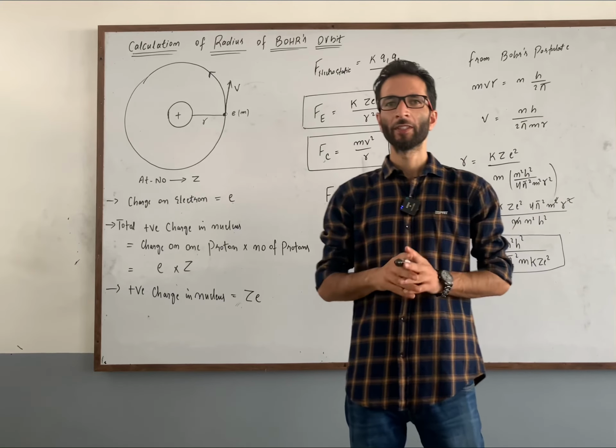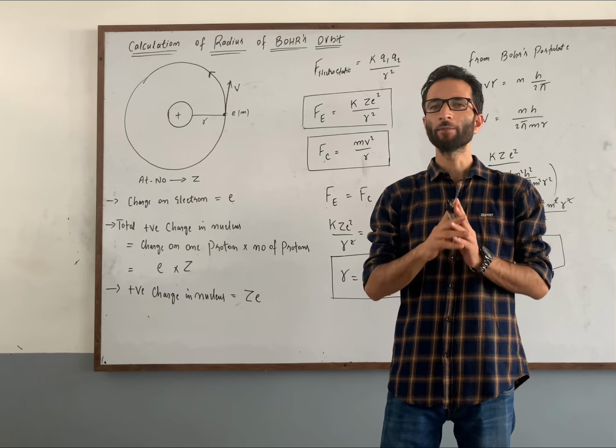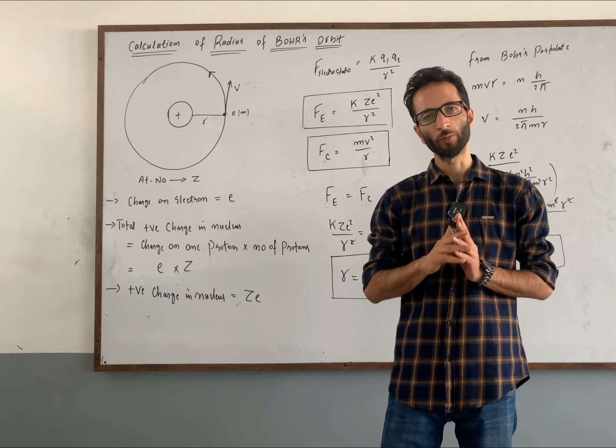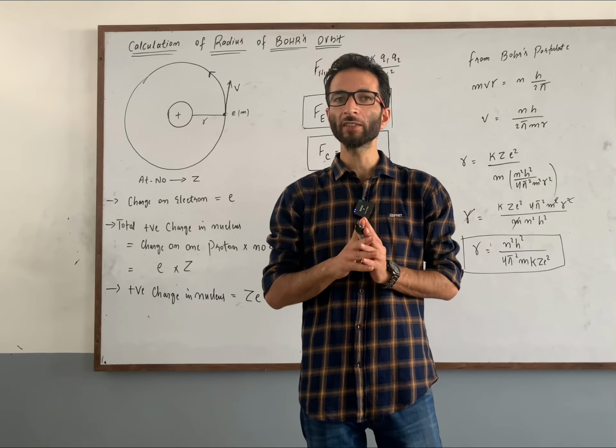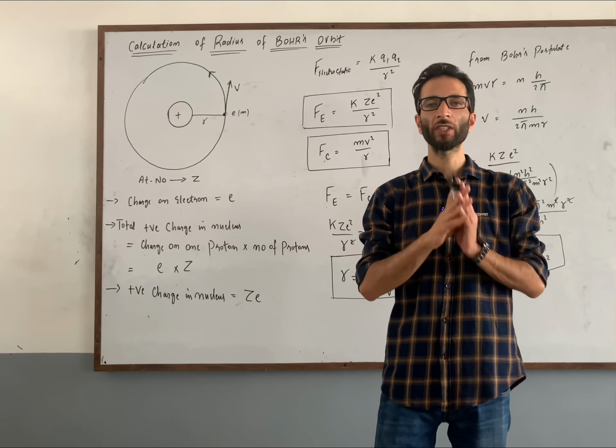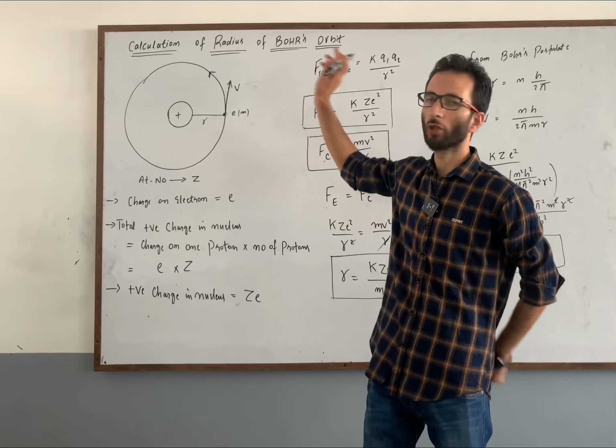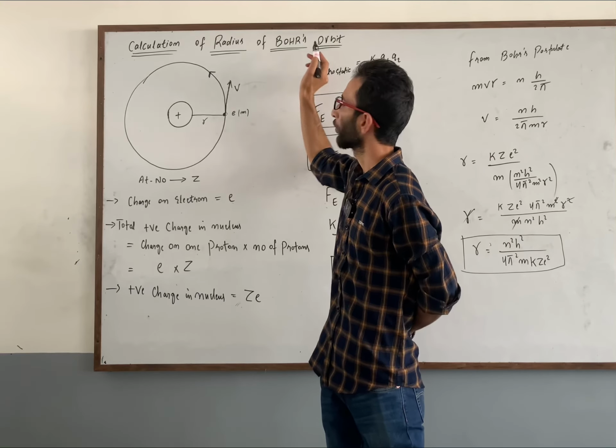Hello everyone. Today we are going to discuss a very important conclusion of Bohr's atomic theory, which is the calculation of the radius of the orbit in which the electron is revolving. That is, calculation of the radius of Bohr's orbit.